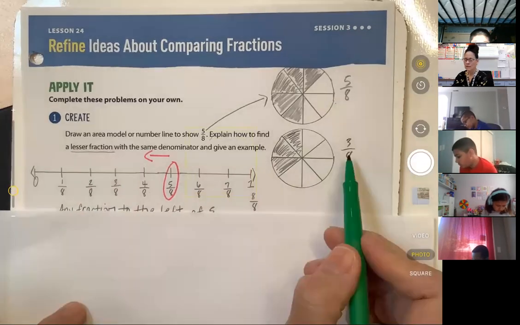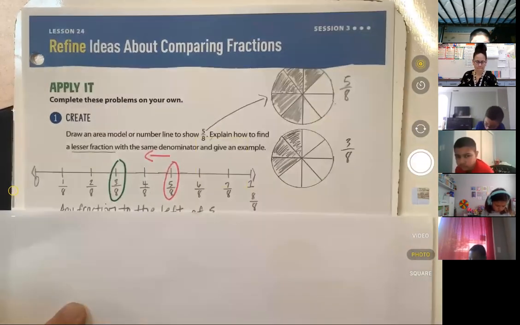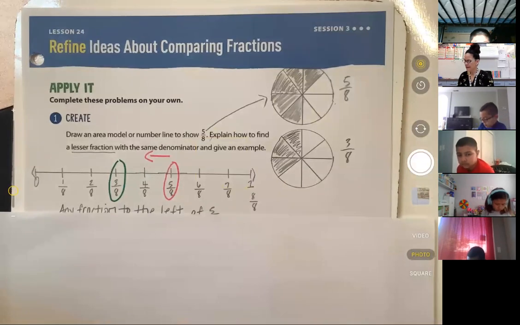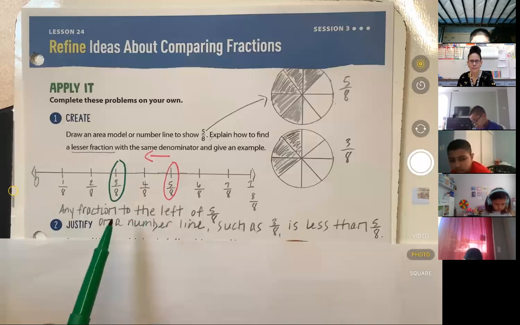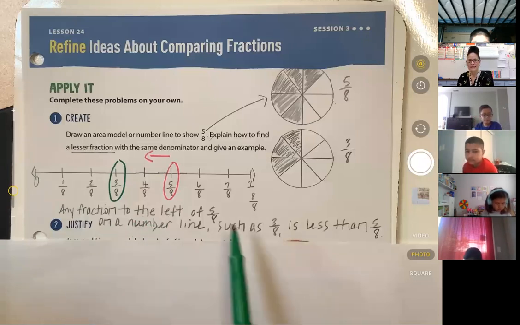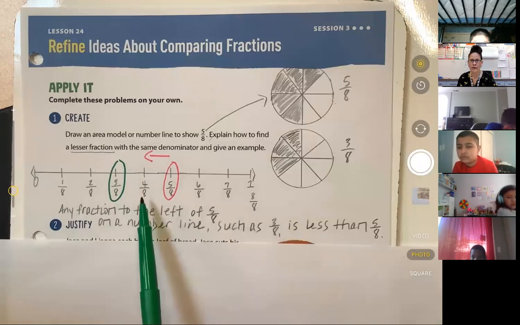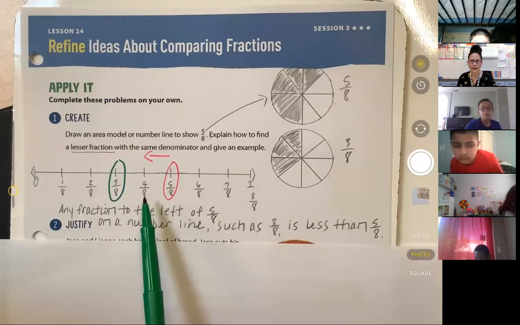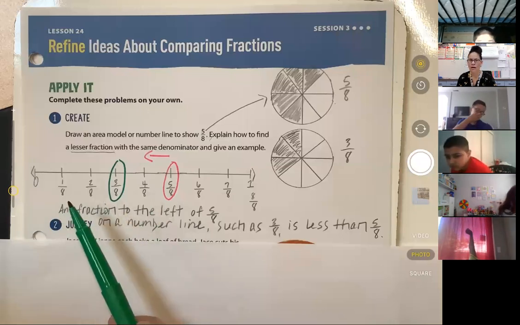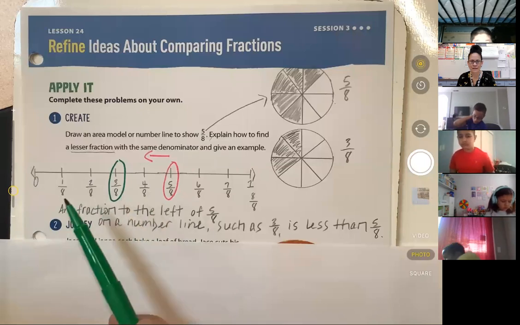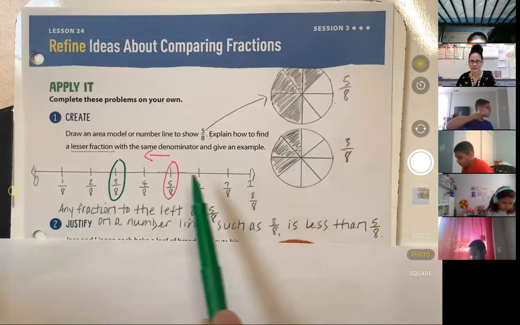And of course, I modeled 3/8. So there you go. And I say here that any fraction to the left of 5/8 on a number line, such as 3/8, is less than 5/8. Could I have used 4/8 as well? Sure. Could I have used 2/8? Could I have used 1/8? Yes. All less than 5/8. All right. So again, area model, number line.